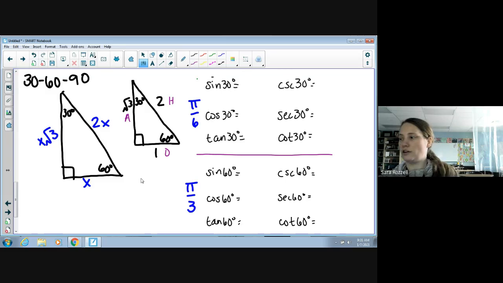If you finish the 30 degrees and want to do the 60, that's fine. It's just your opposite and adjacent switch because we were using the angle on the bottom instead.